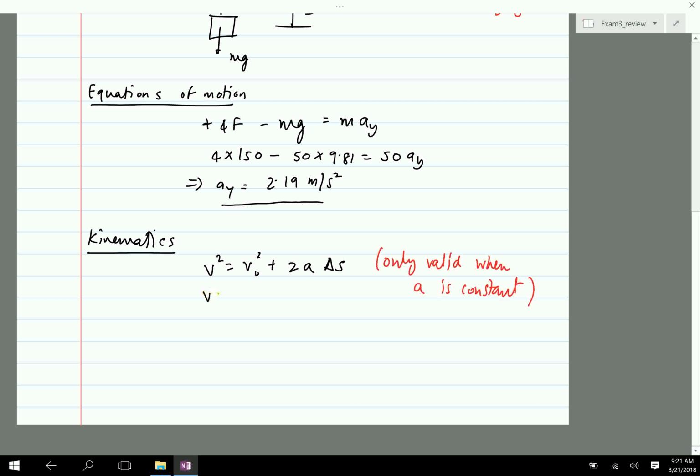So v is unknown. Initial velocity is 0. 2.19 times 3. So velocity is 3.62 meters per second.